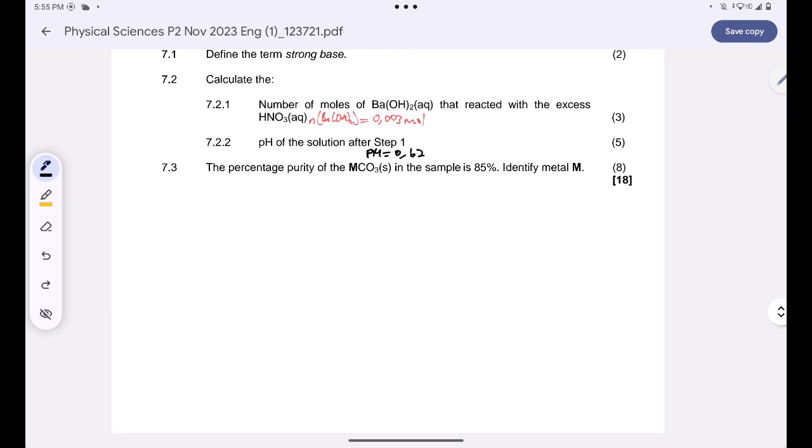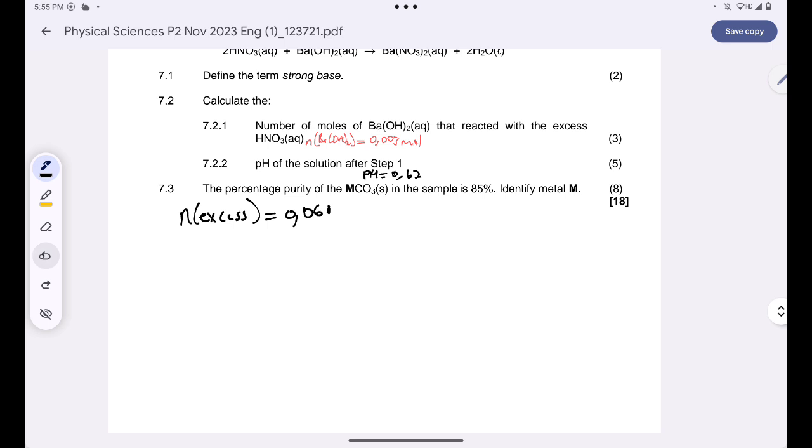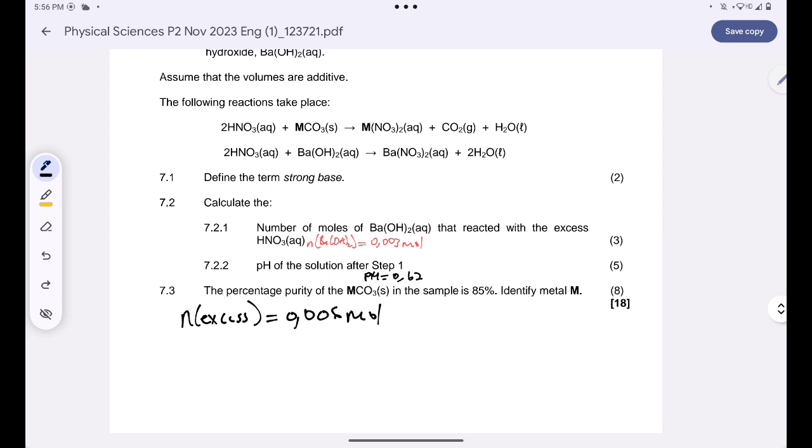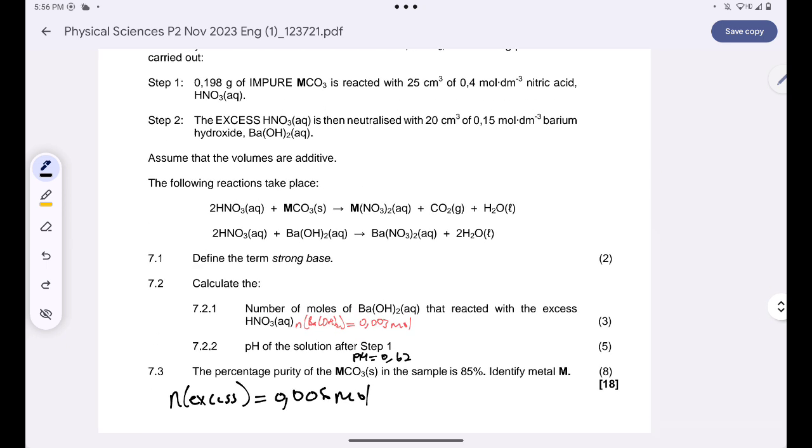Remember that, guys, I just calculated that the number of moles which were in excess, we got 0.006 moles. These were the number of moles that were in excess after our acid reacted with M carbonate. Are we together? Now I want to know the initial number of moles of my acid. How many moles did I have?